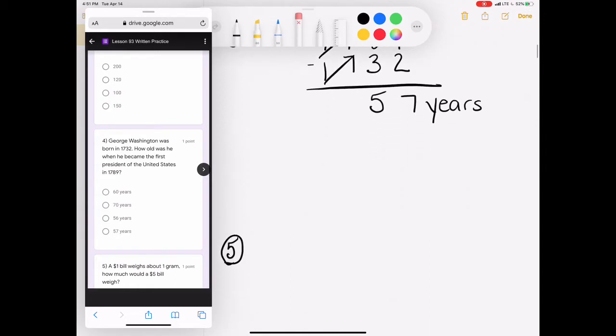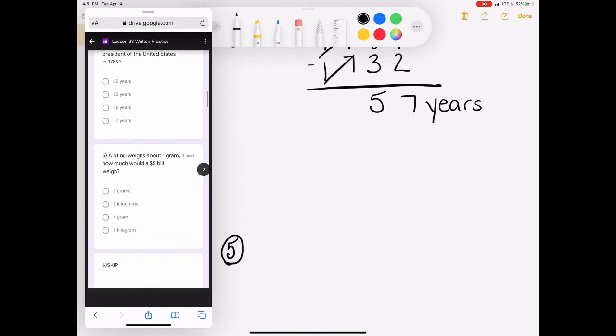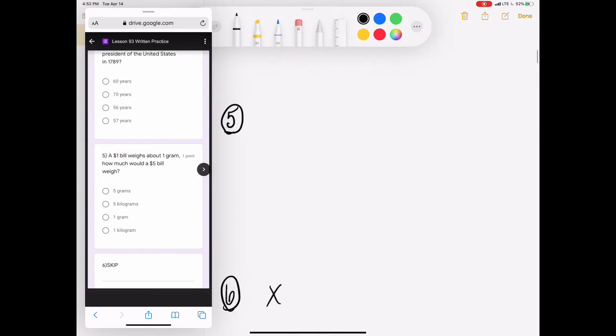Number 5. A $1 bill weighs about 1 gram. How much would a $5 bill weigh? This is a trick question. A $1 bill and a $5 bill aren't going to be any different in weight, just in value. So it would also equal 1 gram.